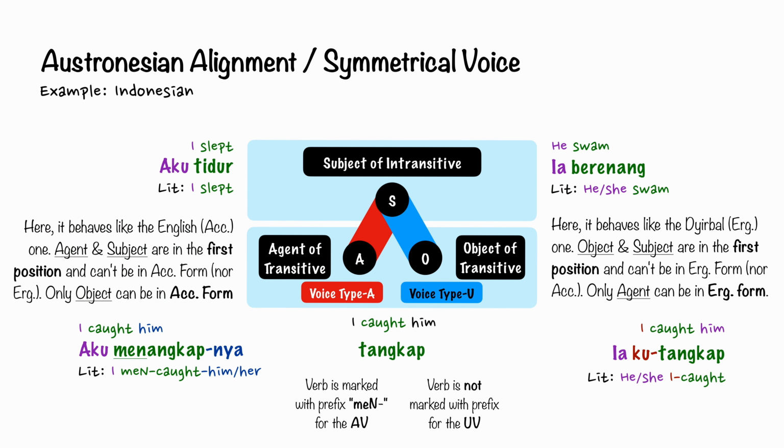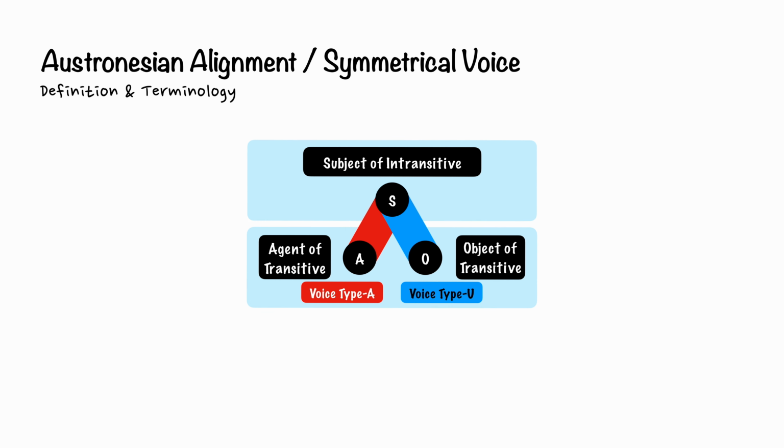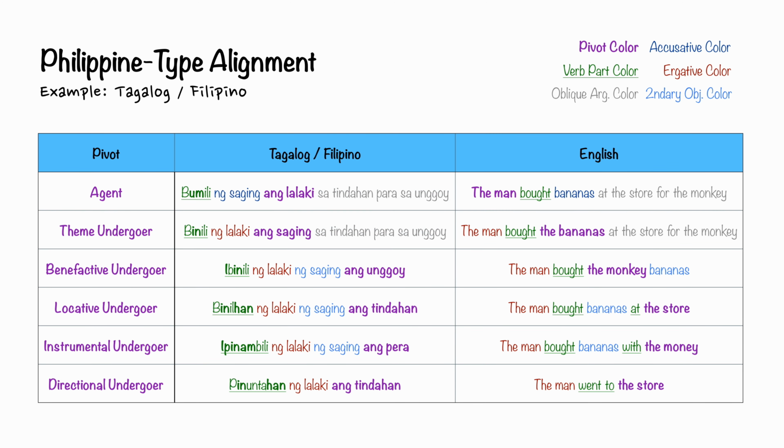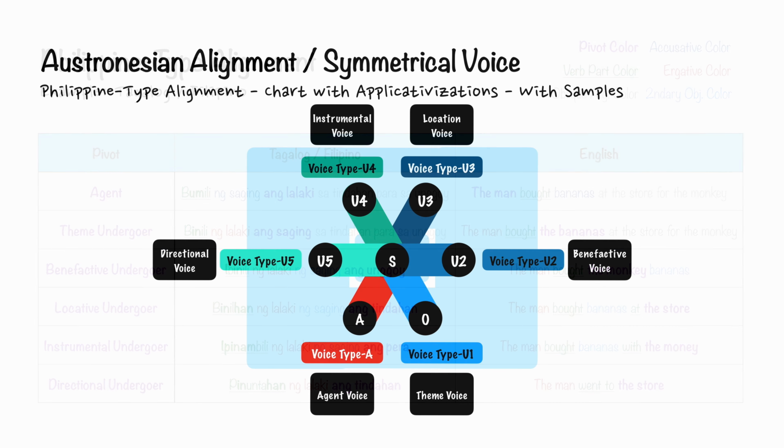Based on the visualization and comparison, we can see that Indonesian aligns well with the definition of Austronesian alignment, or symmetrical voice, within this framework. However, there are notable differences between the morphosyntactic alignment in Tagalog and other Philippine-type languages compared to Indonesian and other Indonesian-type languages. In Philippine-type languages, there are multiple kinds of undergoer voices for different types of objects or undergoers, such as theme object, benefactive, locative, and others. The chart would look like this.